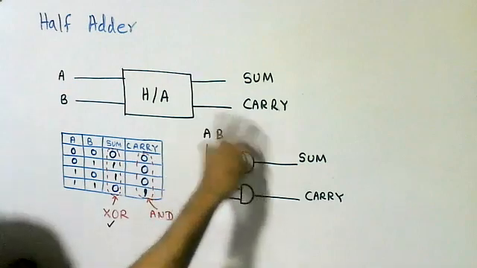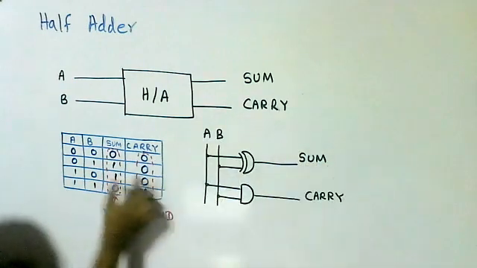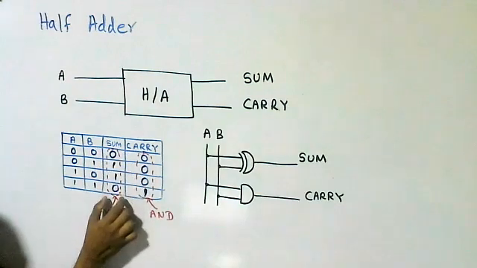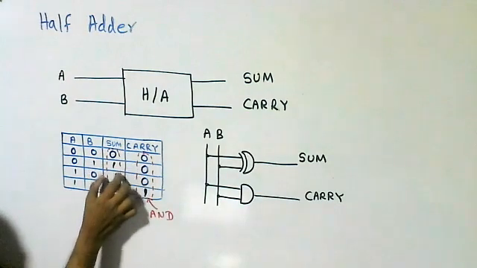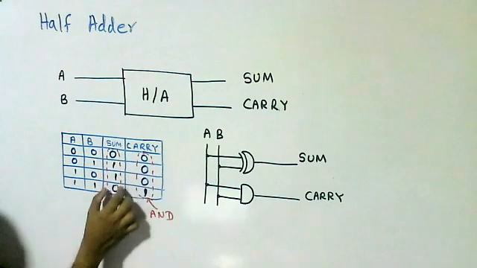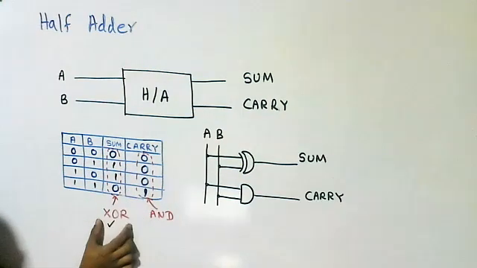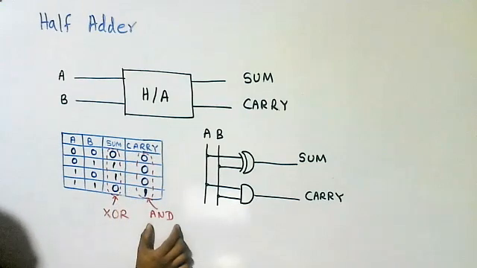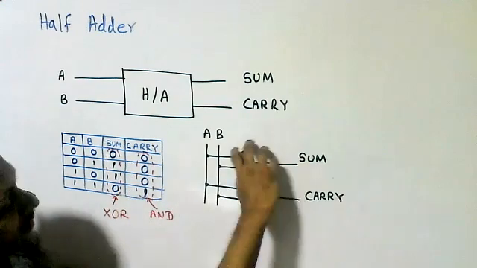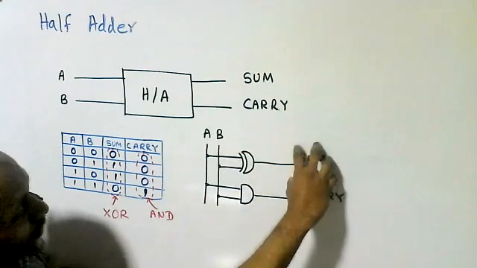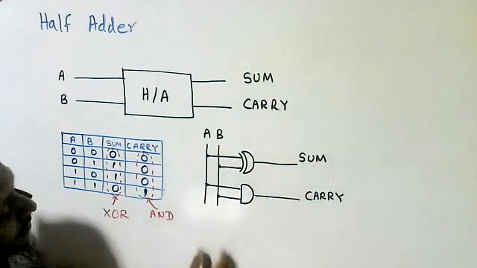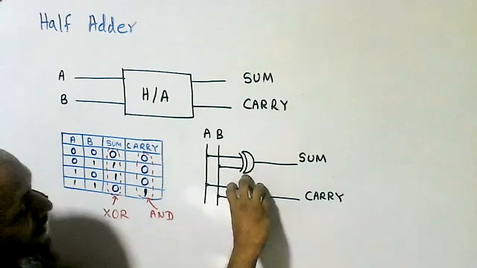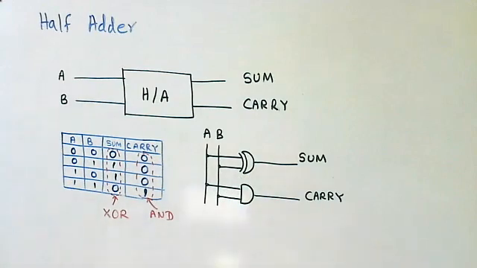This is the logic circuit for half adder. We have designed it using truth table. So here sum, if you consider the output of the sum, it is equal to XOR gate. If you consider the output of carry, it is equal to AND gate. So sum we are getting through a XOR gate, and carry we are getting through an AND gate. Is it clear?